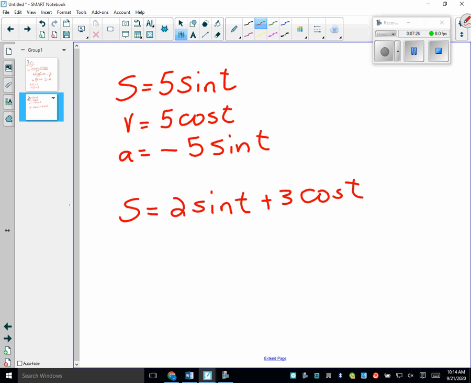So that's 2 cosine t minus. No, you're not listening. What is the velocity? 2 cosine t minus 3 sine t. Velocity is 2 cosine t, what? Minus 3 sine t. Dude, I did that without my little cheat sheet.